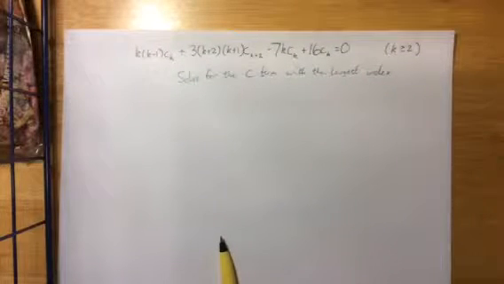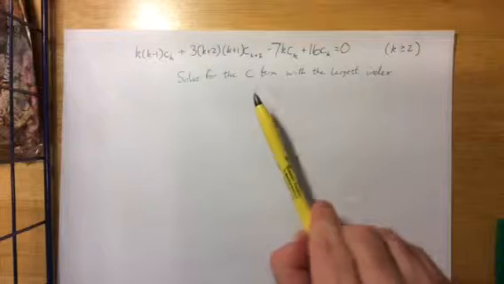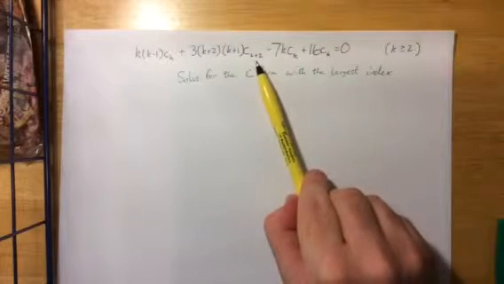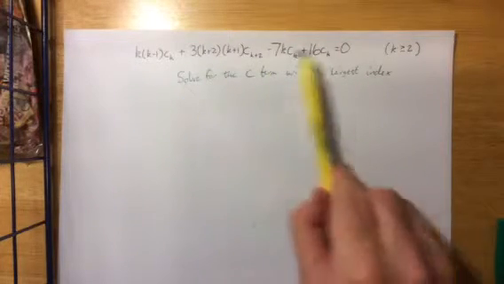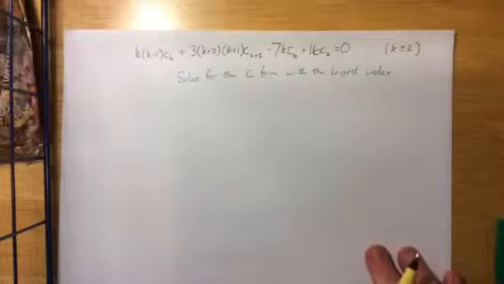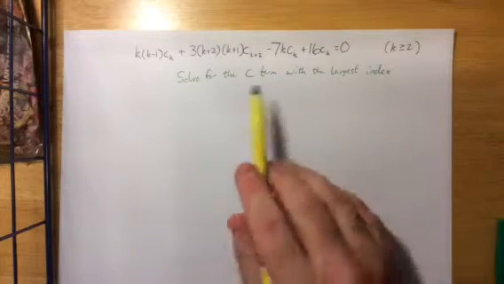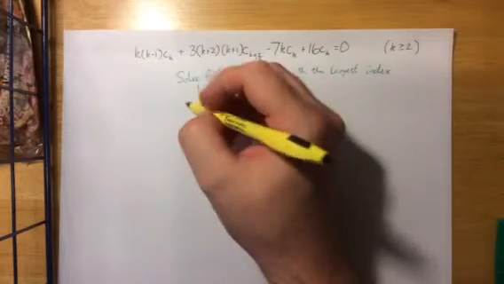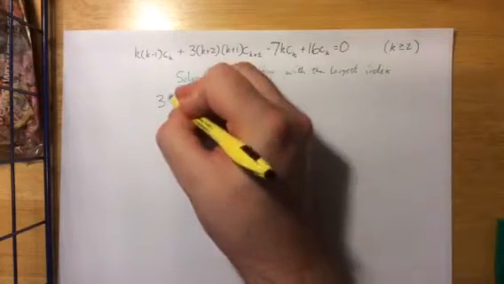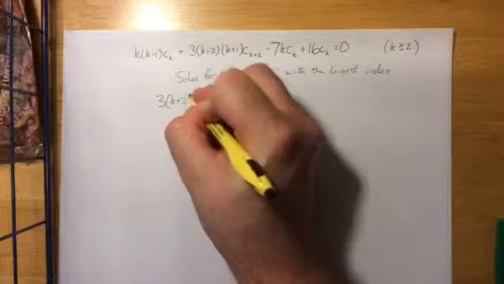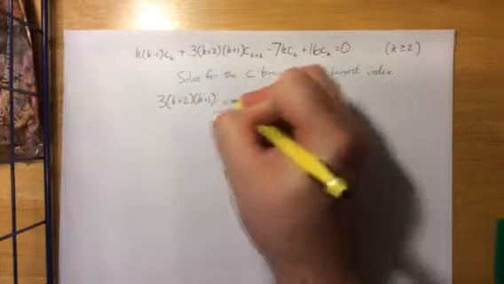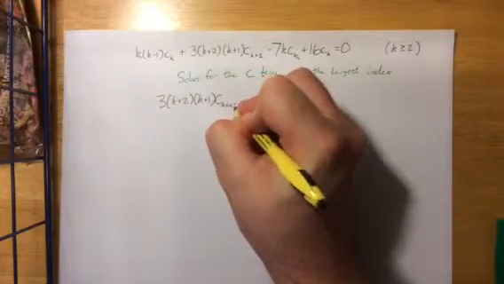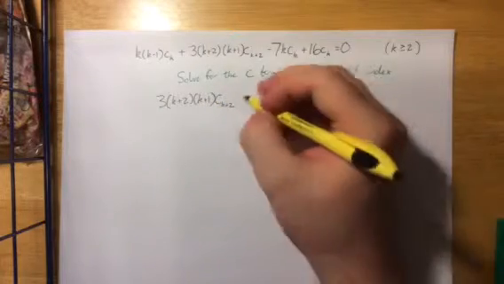Again, we will be creating what we call a recurrence relation. A recurrence relation is how you make the c's with the larger indices in terms of the older indices. So, what I'm going to do is take everything with a c sub k attached to it and move it over to the right hand side. So we'll get 3 times k plus 2 times k plus 1 times c sub k plus 2. That part is staying. Everything else is moving.